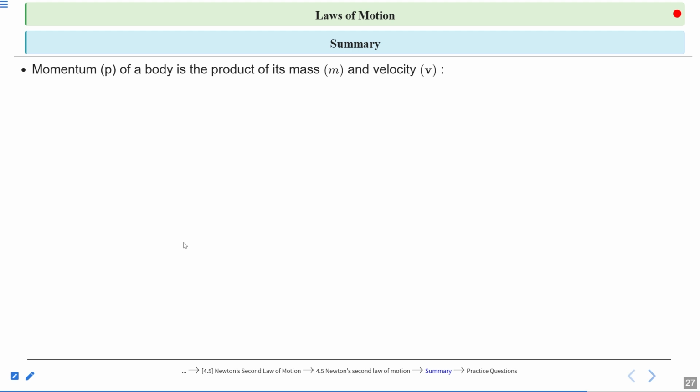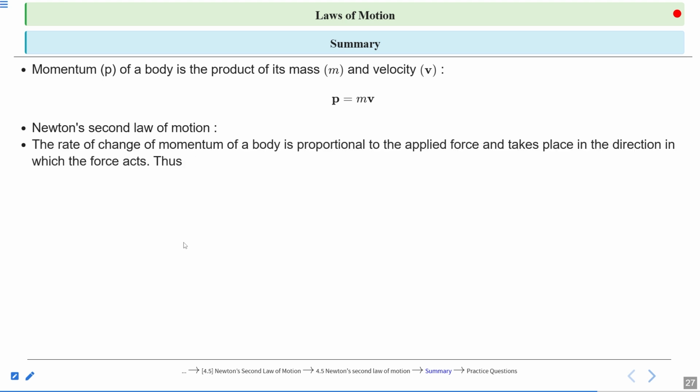Momentum of a body is the product of mass m and velocity v. So P is equal to mass into velocity. Newton's second law of motion: the rate of change of momentum of a body is proportional to the applied force and takes place in the direction in which the force acts.